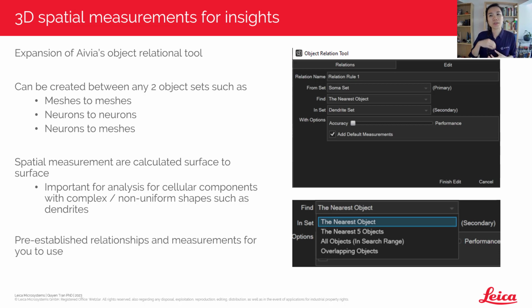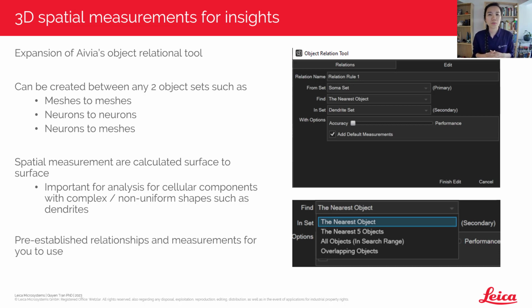These relationships are then used to measure and calculate certain things. It's also important to note that these measurements are calculated by looking at the surface to surface and not the center to center, which is critical when we are examining and measuring distance with objects that are complex or have non-globular shapes. You can imagine here the distance between the center of a dendrite and a mesh may be very different than calculating the distance between the closest surface of a dendrite and the surface of the mesh.